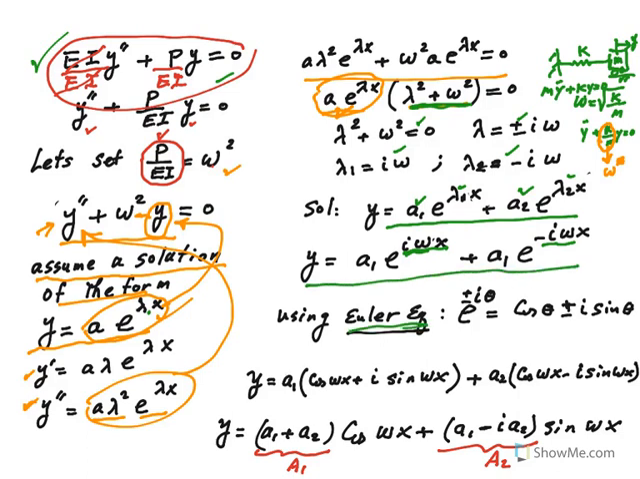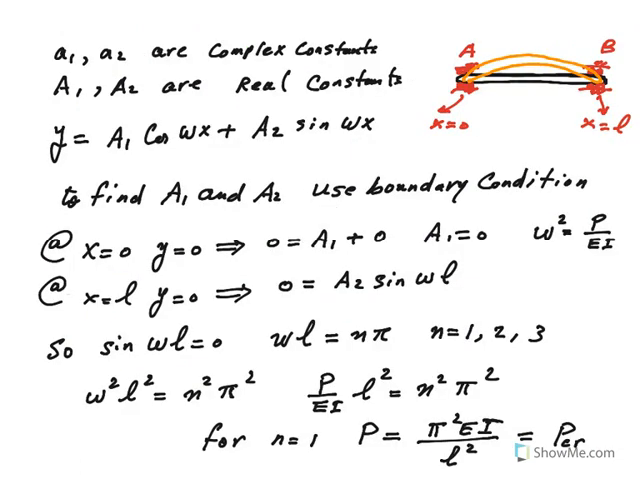So we use Euler's equation. One of the famous Euler equations is e to the plus or minus i theta equals cosine theta plus or minus i sine theta. If I plug that in place of these two terms, and then factor cosine omega x and sine omega x, we end up getting a1 plus a2 times cosine omega x, and then plus i times a1 minus a2 times sine omega x.